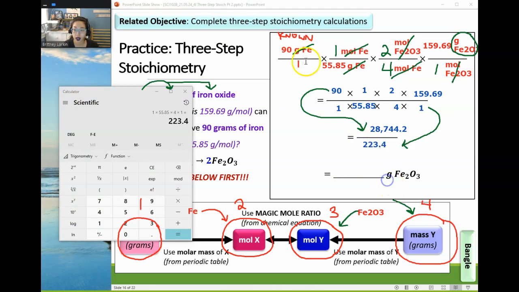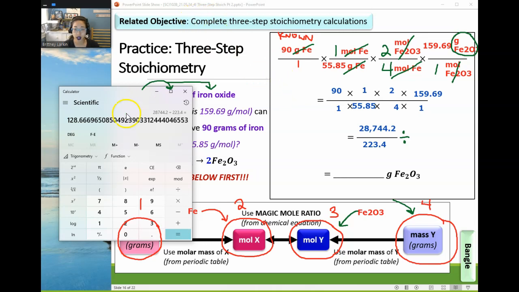All right, and now we have a fraction here, but remember that fractions are just division in disguise. So we're going to do the top number first, divided by the bottom number next. Again, in your calculator, it's always the top number first. So 28,744.2, that's on top, divided by 223.4, that's the number on the bottom, the denominator. Pause the video, continue playing once you have an answer.